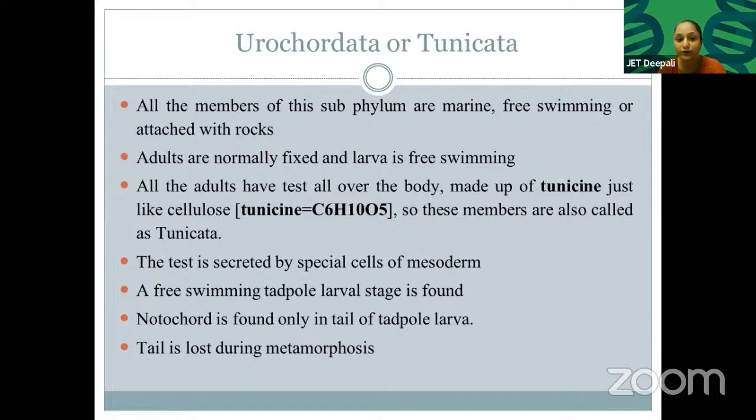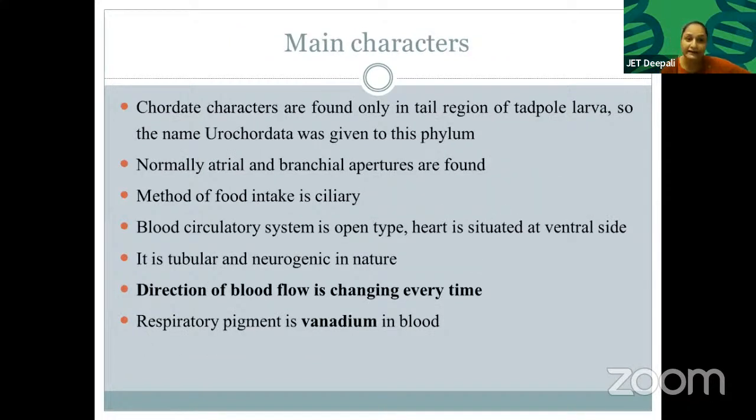A free swimming tadpole larva stage is found. Notochord is found only in the tail of the tadpole larva. The tail is lost during metamorphosis, meaning they have notochord in the larval stages and it is lost during metamorphosis. Chordate character is lost as they move towards adulthood. Chordate characters are found only in the tail region of the tadpole larva. So the name Urochordata was given to this phylum, because the notochord is present only in the tadpole larval stage.